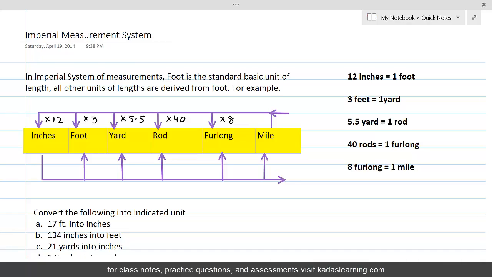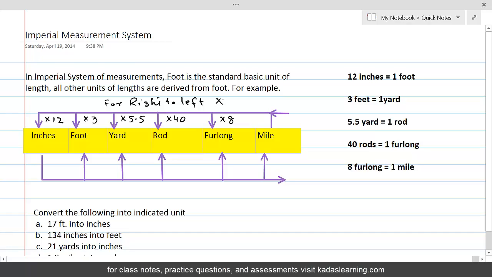While going from right to left, we always multiply. And while we go from left to right, we will always divide.